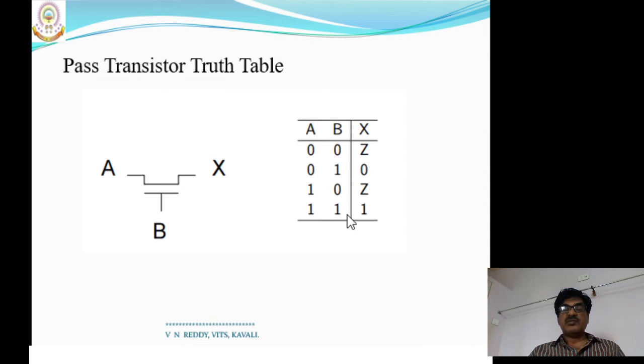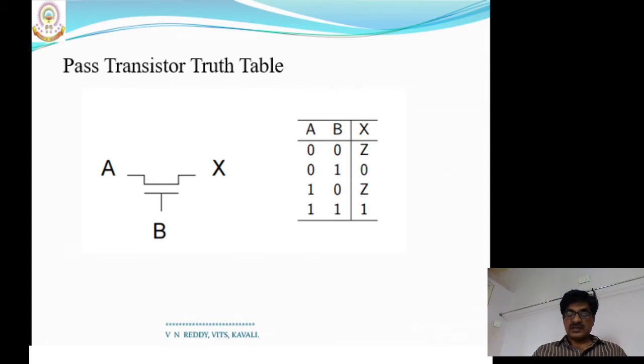But with the 1, 1 combination, because the transistor is in the on state, X equals A, so X equals 1 here. So this is treated as the truth table for the given pass transistor.